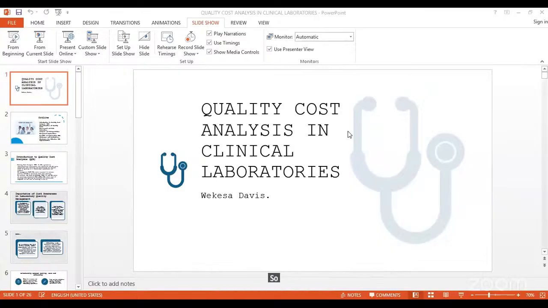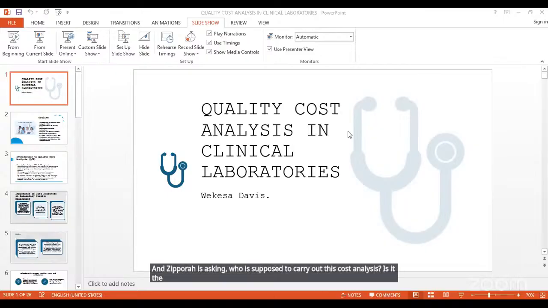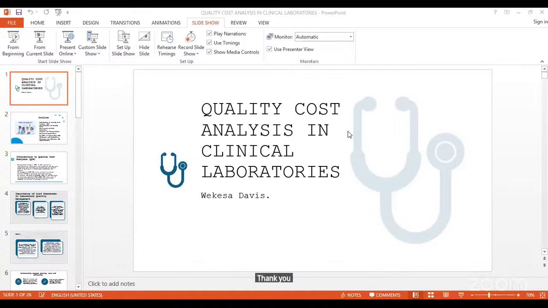So I'll take the first one from Zipporah Momanyi. Zipporah is asking, who is supposed to carry out this cost analysis? Is it the manager or the QC manager? Back to you, David. Quality cost analysis is a responsibility for both of them, and they should actually work with the accounting team. So it's a responsibility of the QA manager, the lab manager, and the accounting team.